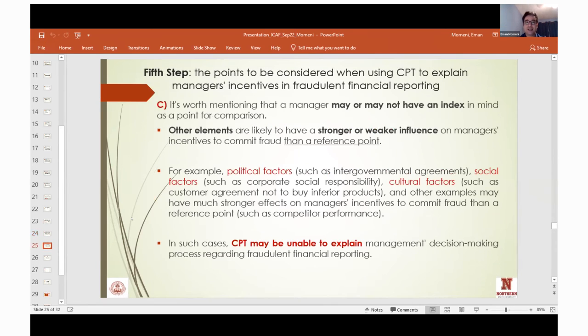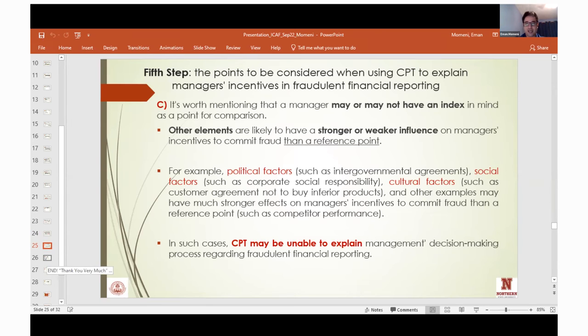And lastly, it is worth mentioning that managers may or may not have an index in their mind, and other elements, like having stronger or weaker influence as manager incentive, may have an effect on their commitment to fraud, such as political factors, social factors, cultural factors, and so forth. So in such a case, CPT may be unable to explain management decision-making processes.